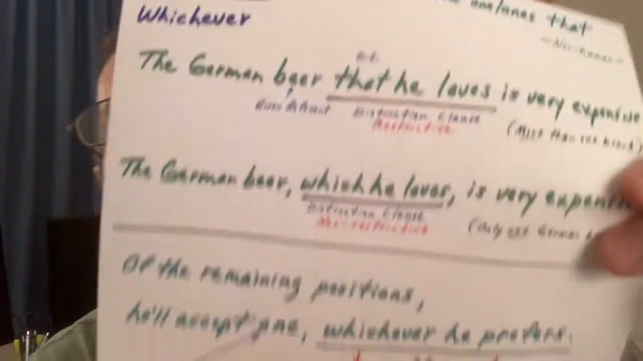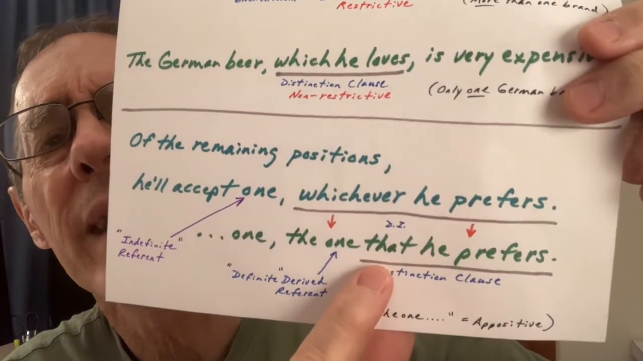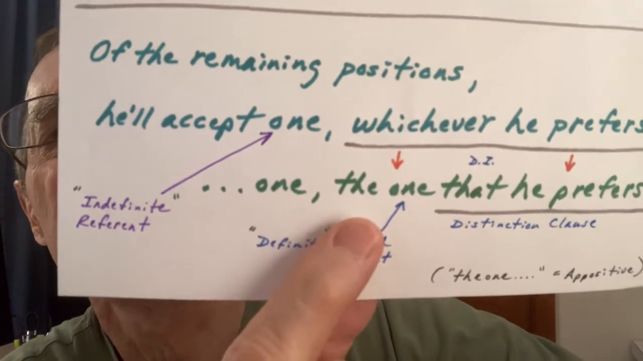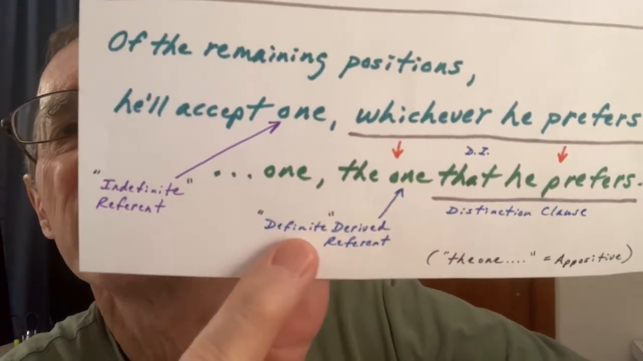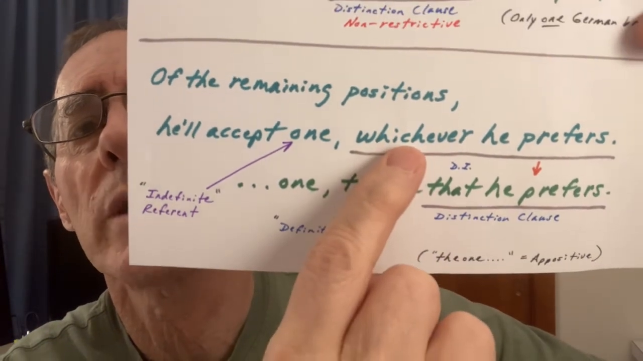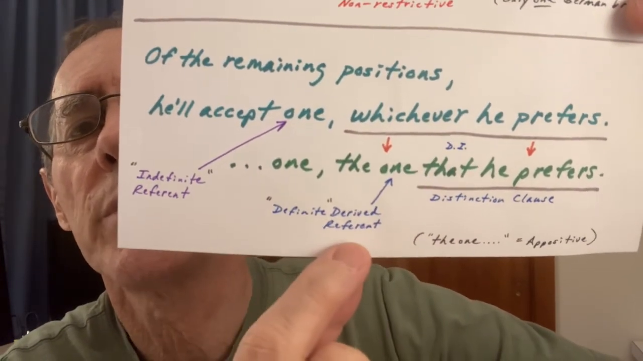Now the distinction clause is that he prefers. And then you see there, the word one, it's now your referent. It's derived, it's pulled out of this word. That's a beautiful thing. I kind of invented that concept. That's why I'm sharing all this good stuff. When we get to the last two videos or so, I'll show you how it's neatly organized, and it's a beautiful thing if you stop thinking about these words as relative pronouns.